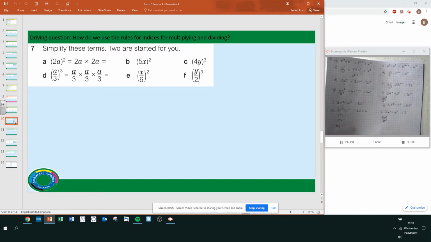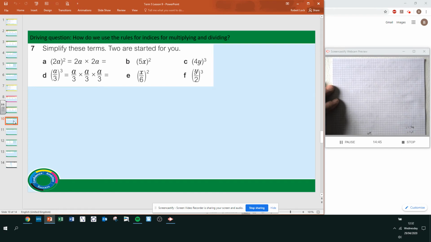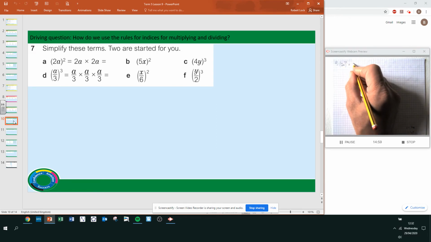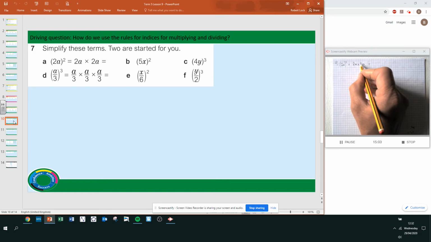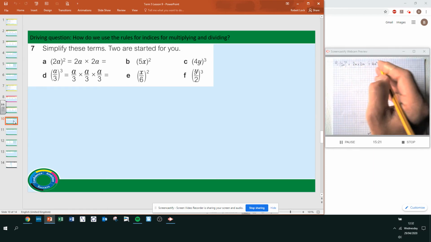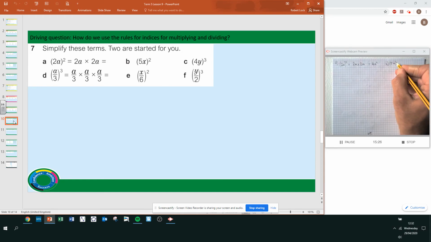Next. Simplify these two terms. The first has been done for you. Question 7. A. 2a squared, same as 2a times 2a. Well, 2 times 2 is 4, and a times a is a squared, as we've done before. B. Is there a quicker way of doing it? 2 squared is 4, a squared, b. 5x squared. What's 5 squared? 5 times 5 is 25. x times x is x squared. Here, 5 squared, 25, x squared.